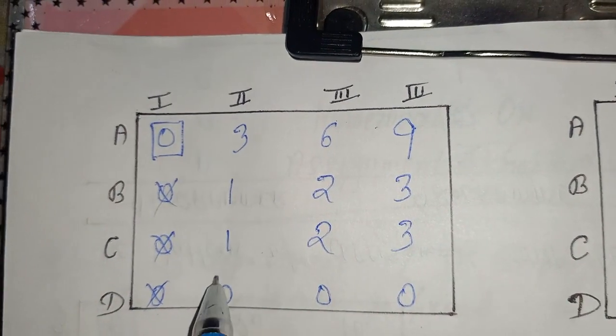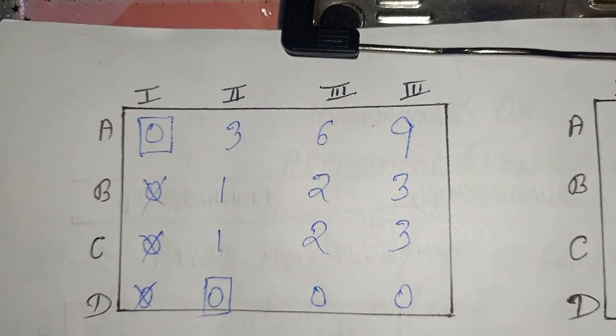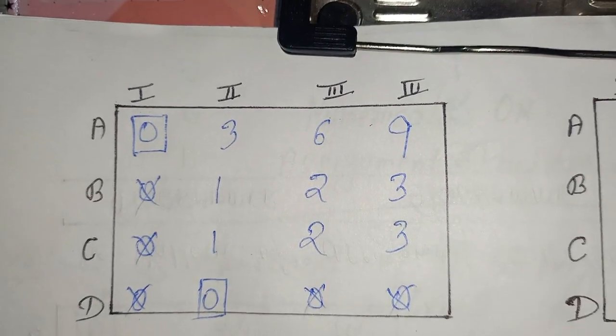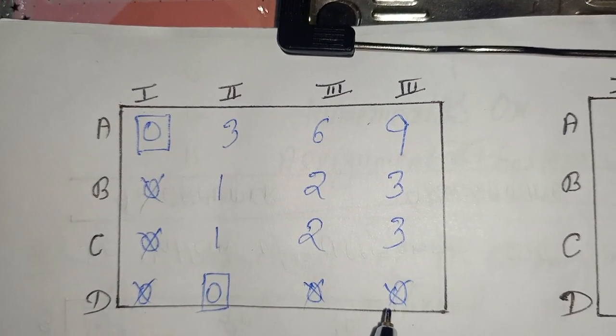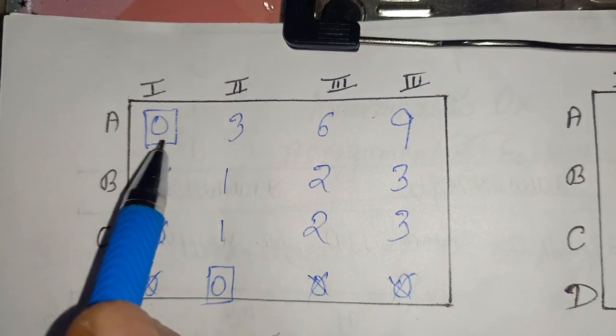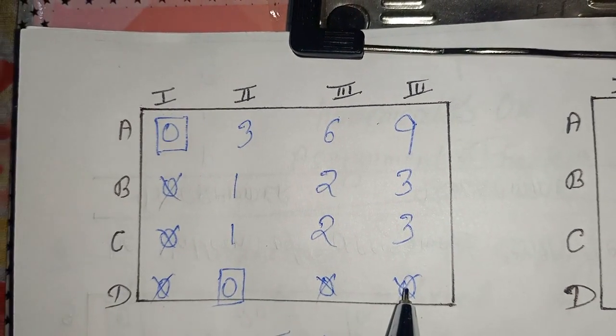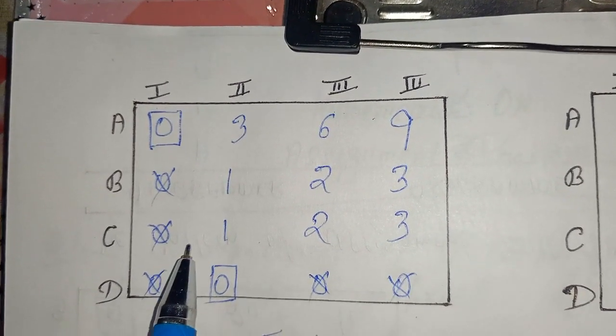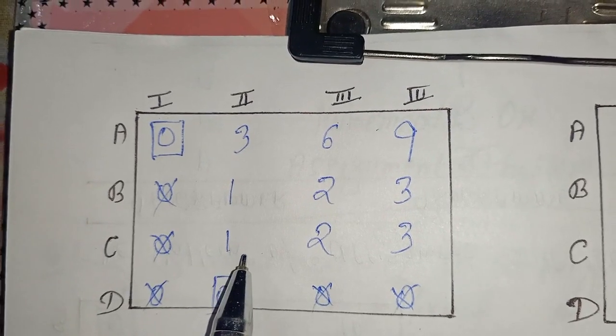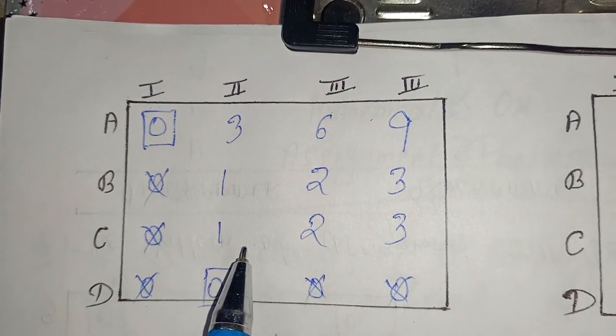There is a single 0 here. Assign this 0 and cross off. Now no possibility is there. So we see that only 2 assignments are there. In the 2 rows, B and C, there is no assignment. So we will move towards the next step of the Hungarian method.